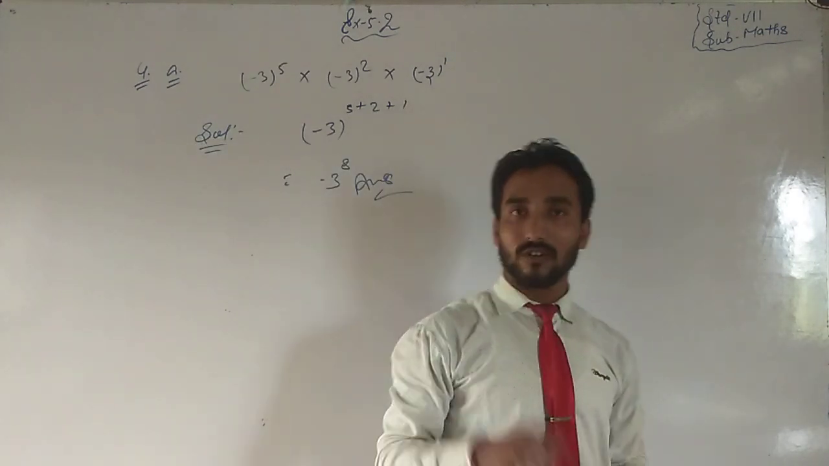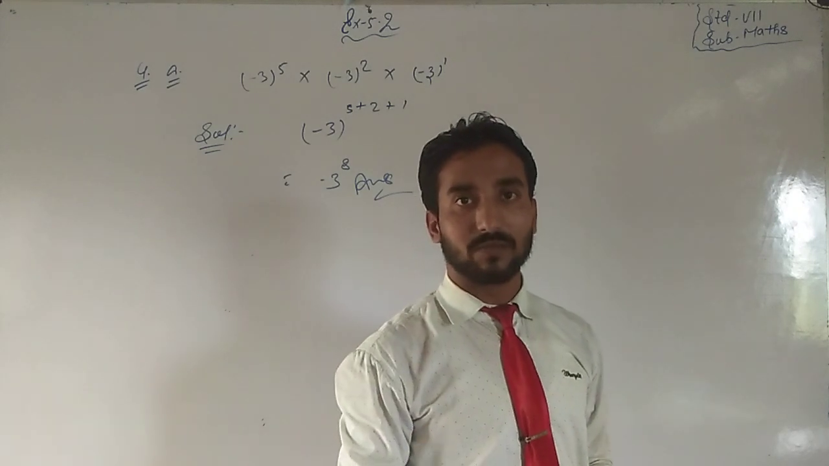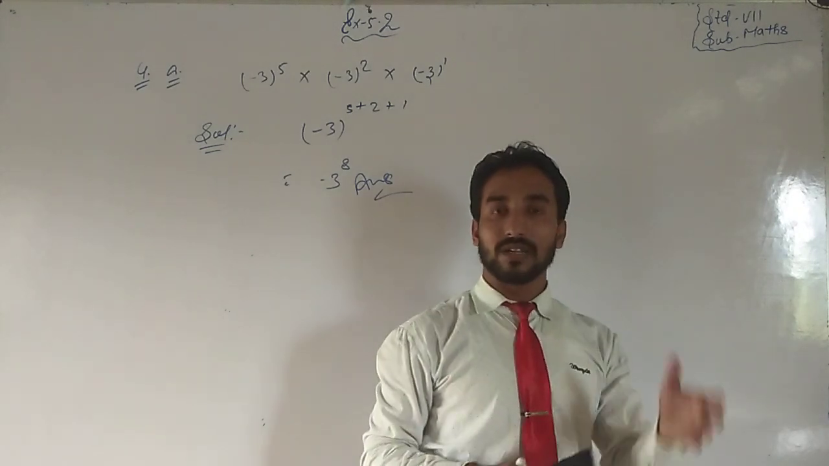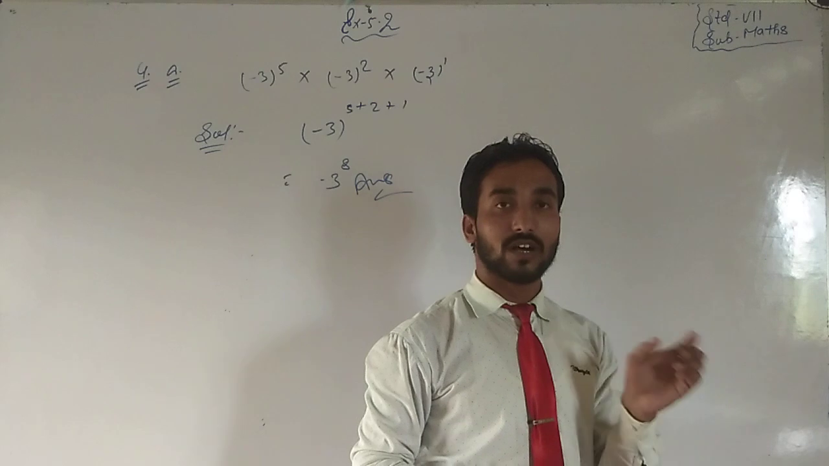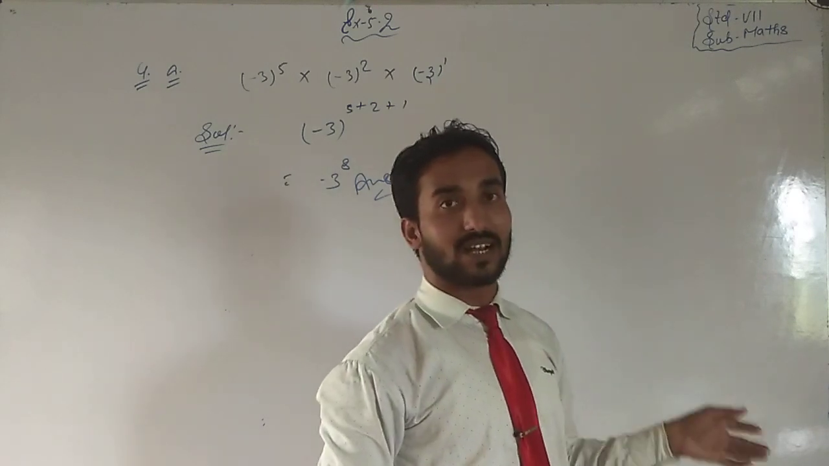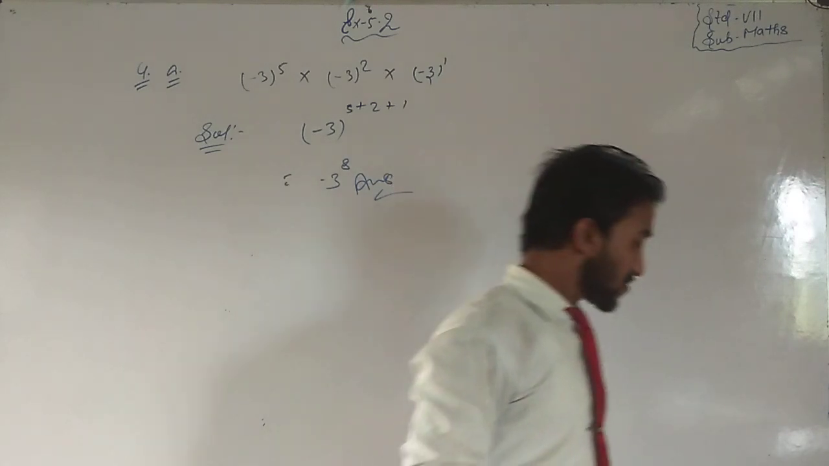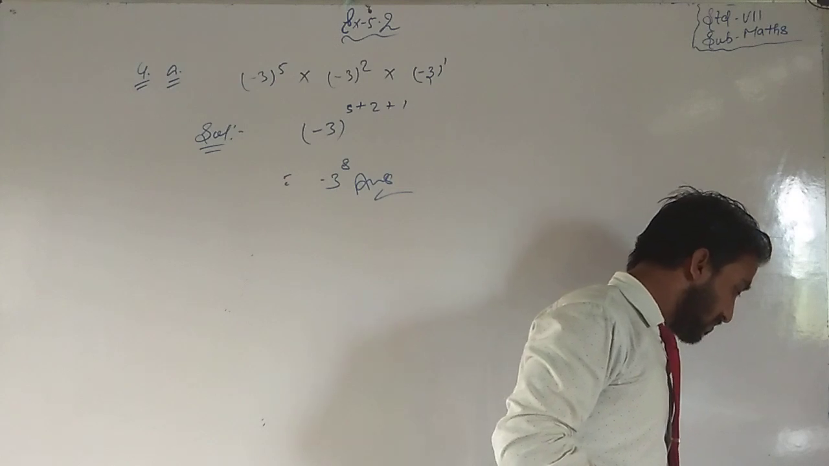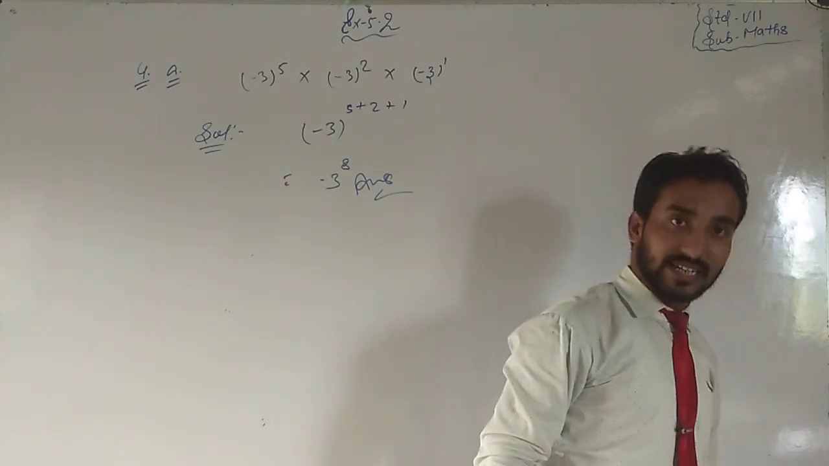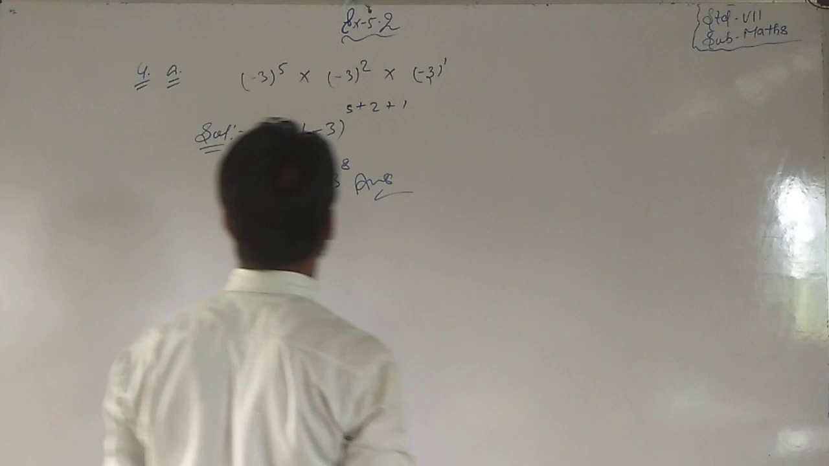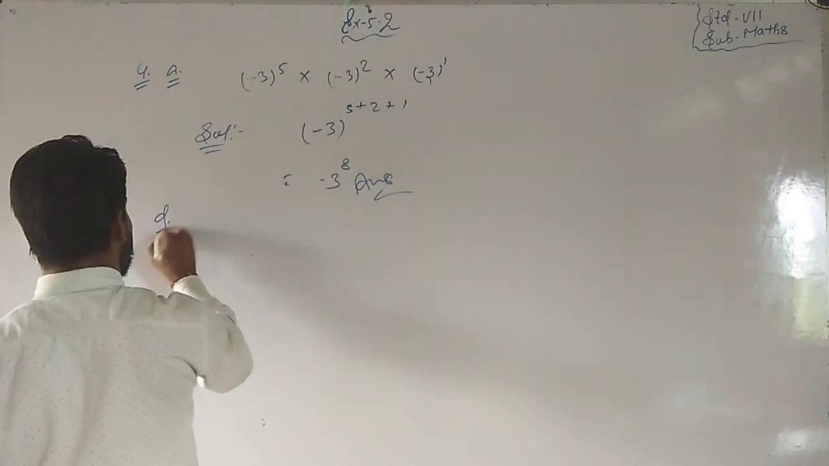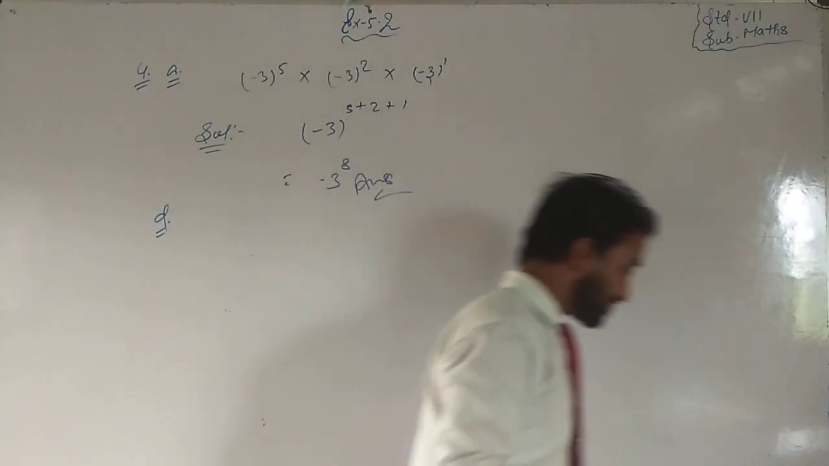Exponential form means the result will be presented in the form of powers. Okay, that power is considered as the exponential form. So students, question number 4a is completed. Now I am doing 4d. So B and C, it's your turn to do. So let's focus on question number 4d.